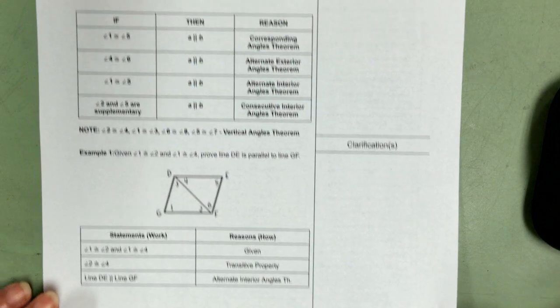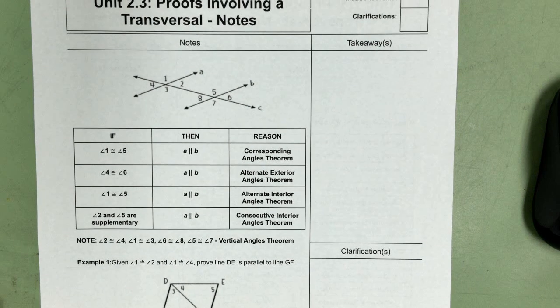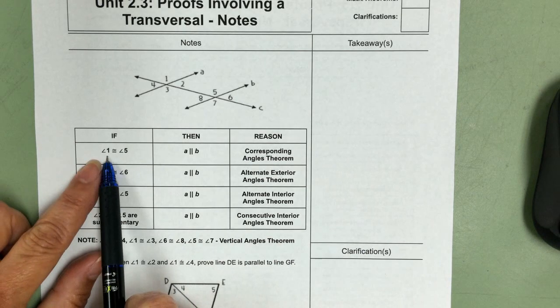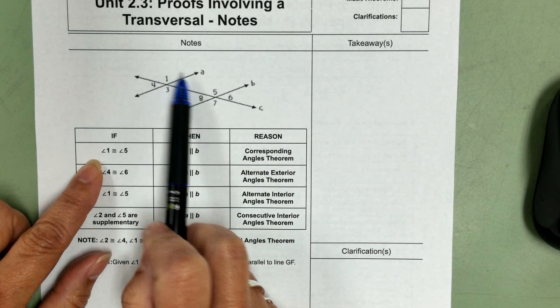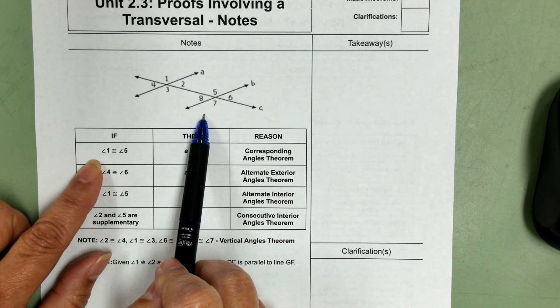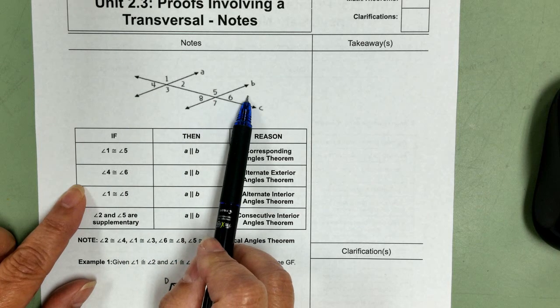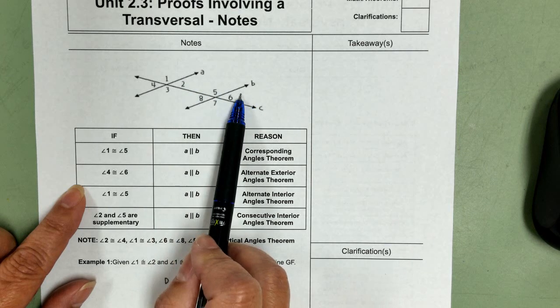So at the top of this page, you have a diagram that summarizes the theorems on the front page. If I know angle 1 and A are congruent, because they are corresponding angles, then lines A and B are parallel. If I know 4 and 6 are congruent, these are alternate exterior angles. So if alternate exterior angles are congruent, again, my lines are parallel.